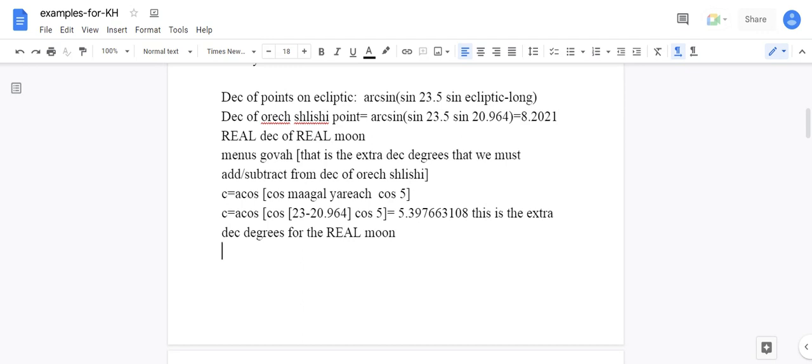So again, there's one declination that's 8.2. This is where the fake moon is, that's the declination of the fake moon. The declination of the real moon is 8.2021 plus 5. This extra is what the Rambam calls Manas Goiva Medina, this extra declination that we need to add. So we need to find what's the difference in setting times for a star of the same right ascension. One star has a declination of 8.2021, the other one has 13.5. Yeah, this plus that.